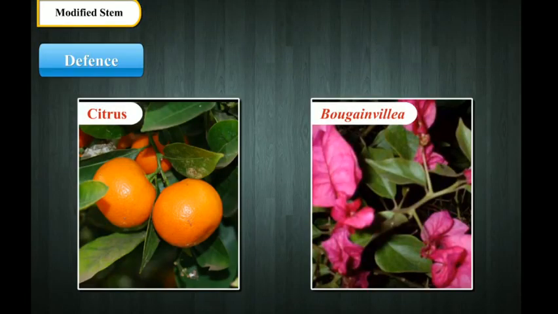Defense. In some plants like citrus and bougainvillea, the buds in the stem are modified into hard, pointed and sharp structures called spines or thorns. These structures prevent animals from eating the plant.